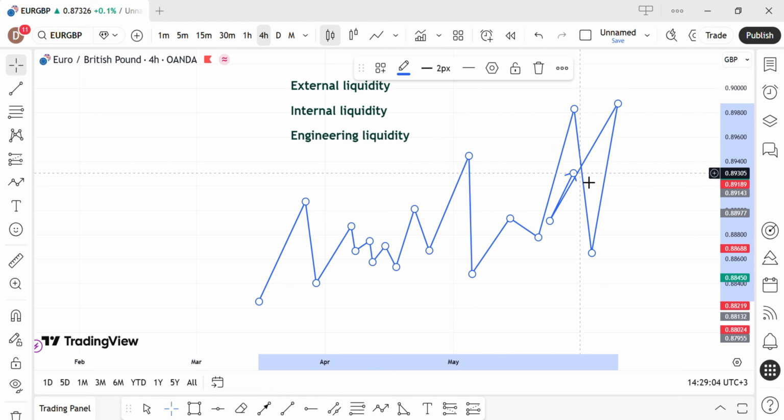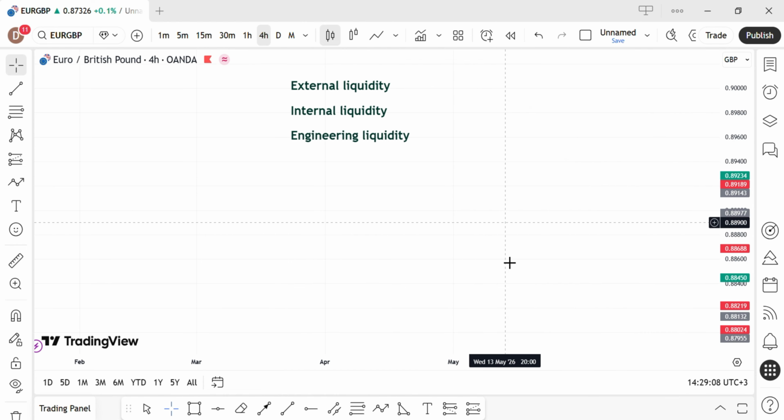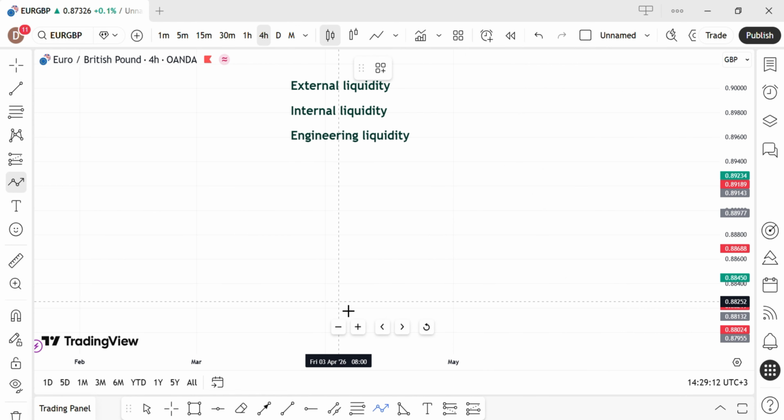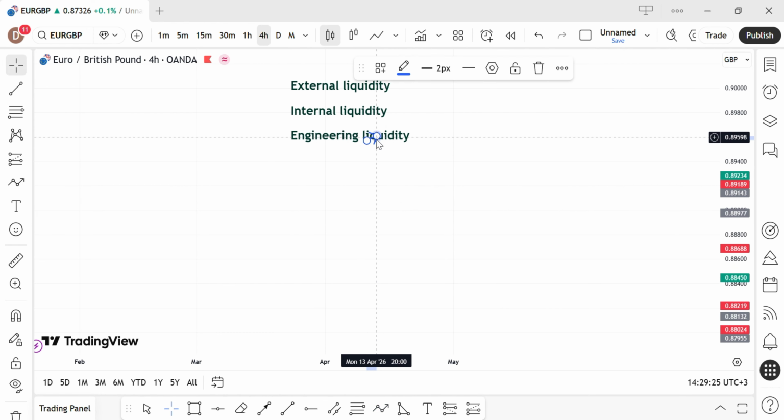So that's it. Engineered liquidity, I showed you. Engineered liquidity is whereby there's no liquidity and the market creates liquidity by the leg that is coming down, by the leg that is showing some little retracement before it moves up. It creates its liquidity. So my video, you can see here, is 27 minutes.